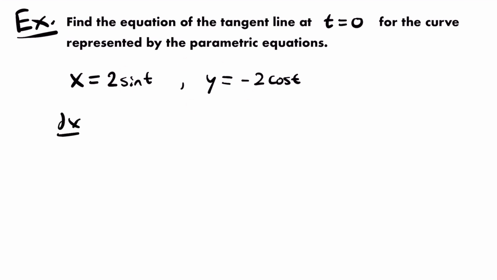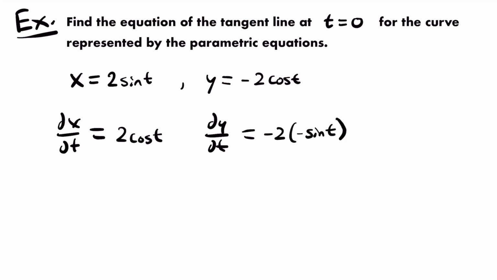We'll start by finding dx/dt, the derivative of x with respect to t. In this case, we're taking the derivative of 2 times sine t, and the derivative of sine is cosine. So we have 2 times cosine t, and then the derivative of y with respect to t, dy/dt, will be equal to the derivative of -2 times cosine t. Now the derivative of cosine is negative sine, so we're going to have -2 times negative sine t, but those two negatives will cancel out, and we'll just have 2 times sine t. So let me just rewrite this. We will have 2 times sine t. All right, so now we have dx/dt and dy/dt.